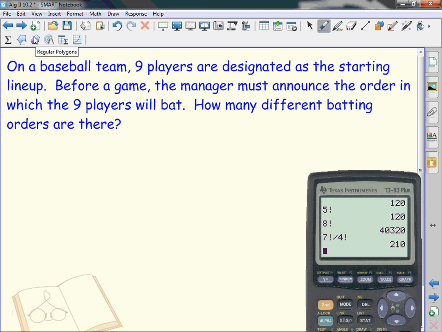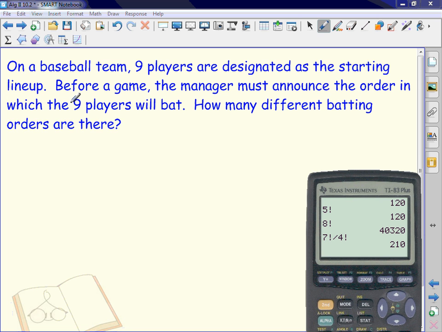Here's this problem. On a baseball team, 9 players are designated as the starting lineup. Before the game, the manager has to announce the order in which the 9 players will bat. How many different batting orders could the coach use? Now on this problem, how many players do I want? I want all 9, right?